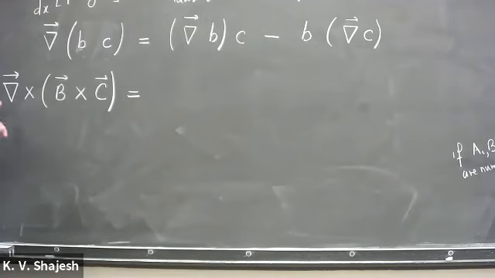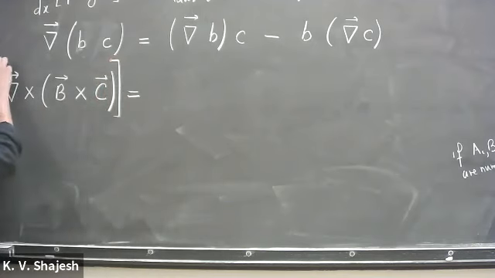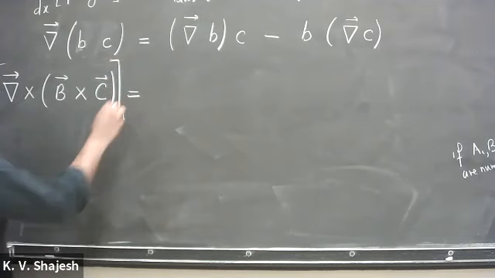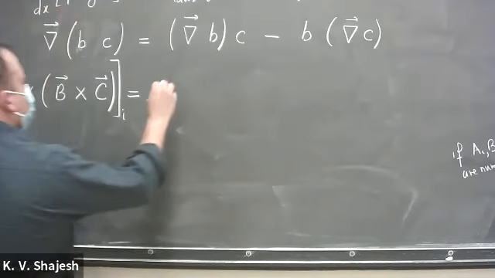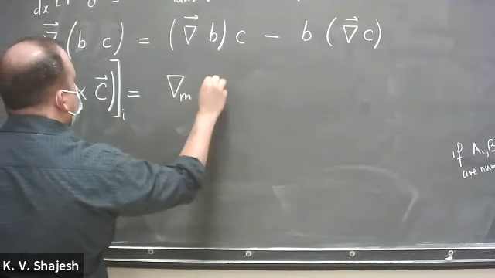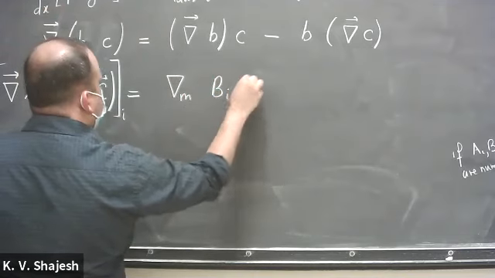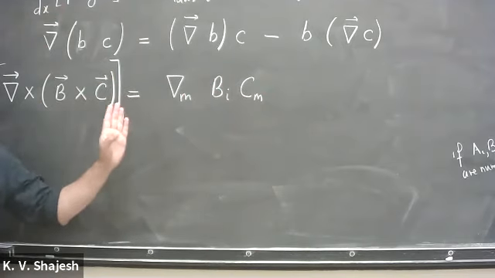First thing is, we make sure that everything is acting on that. So this should be okay. Let's say this is the ith component. So first I'm going to use the vector identity here. And now this is M, right? So this is M, b_i c_M. I'm only expanding vectors. I'm not worrying about gradient operators still.